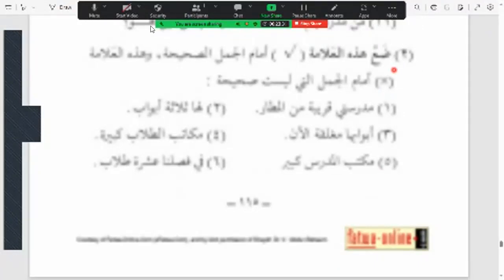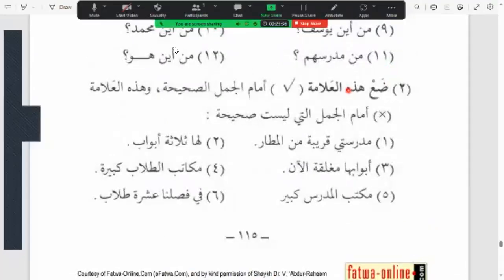The second question says, ضع هذه العلامات this أمام الجملة صحيح وعلامة this أمام الجملة التي ليست صحيح. So what does this mean?